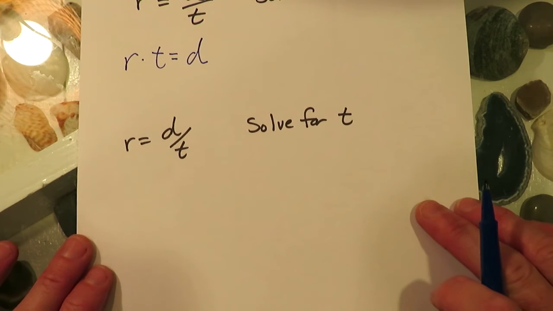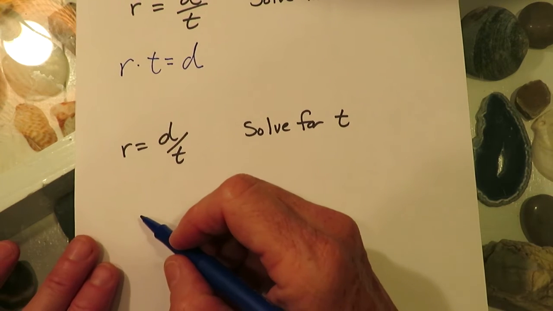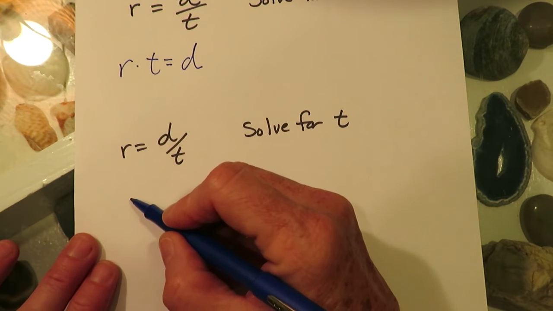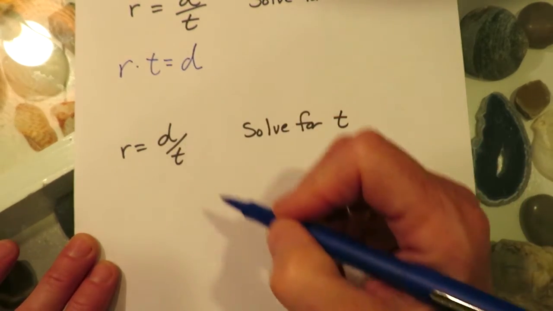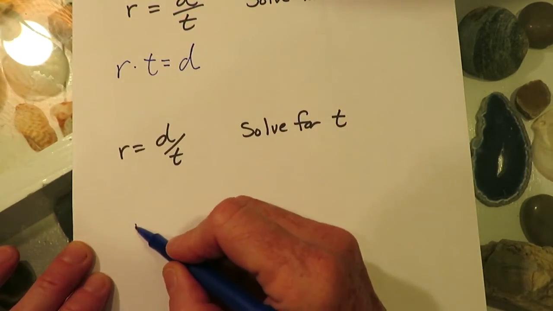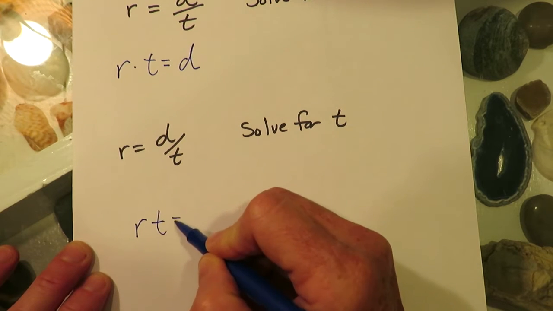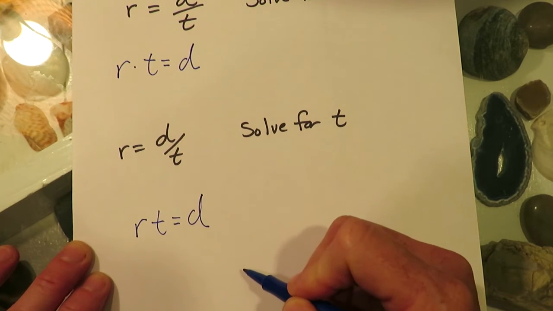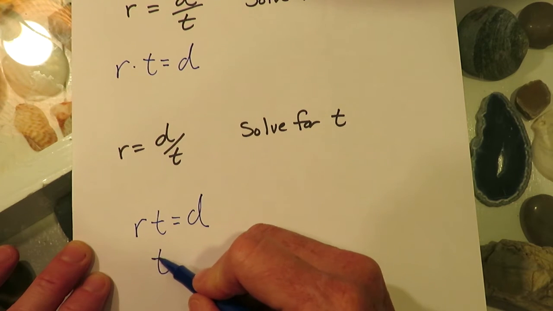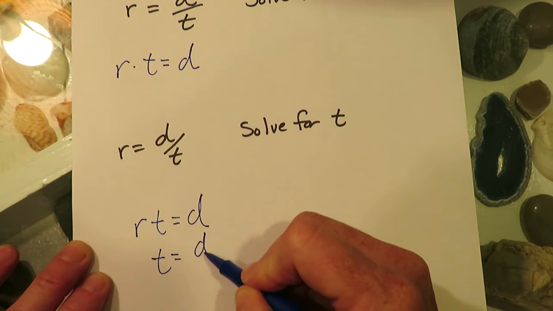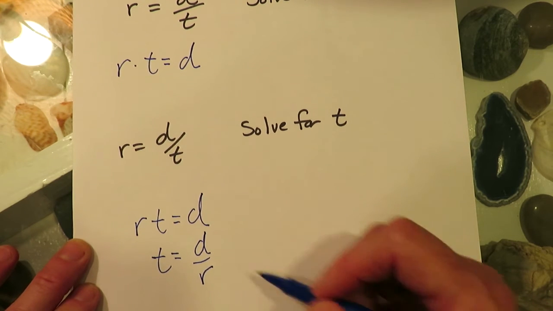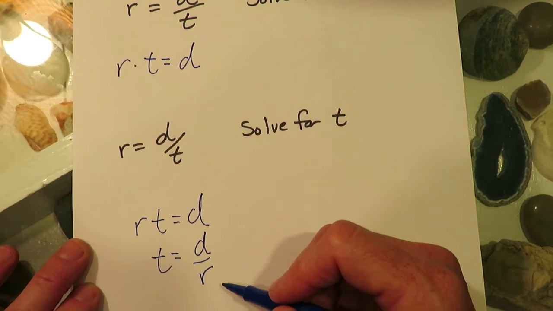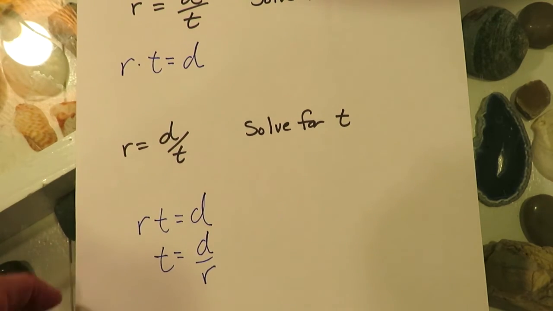Or I might be interested in the time. I might want to know, well, how long is it going to take me to get somewhere? So my first step is actually to do the step we did up there. And so if I have R times T equals D, and I'm trying to solve for T, then I want to divide both sides by the rate. And so T equals D divided by R. I now have the rate distance time formula solved for the time. You could have all kinds of formulas.